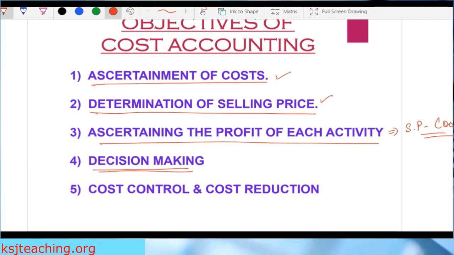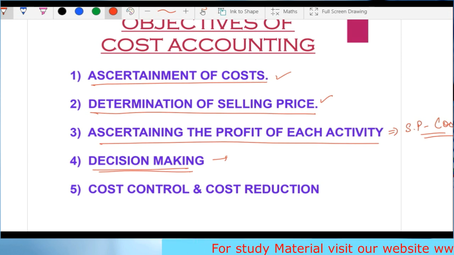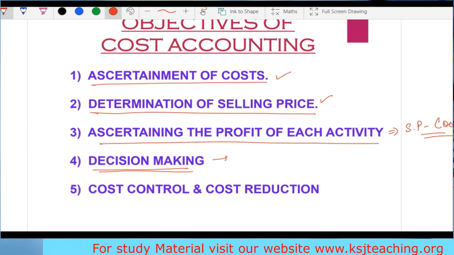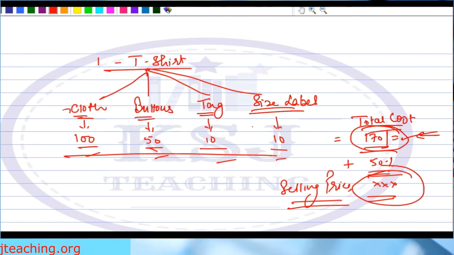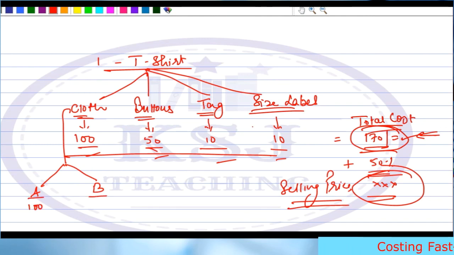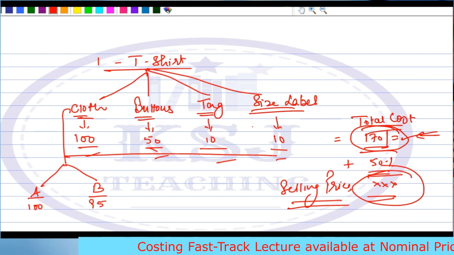Sir, the business will identify the areas where they can cut their cost, right? So they will take some crucial decision that this activity is a waste activity, remove it, or ask why we are doing extra expenditure. Second, what they can do is, say you need a cloth. There are two cloth manufacturers, A and B. A is providing the cloth for 100 rupees and B is providing for 95 rupees. Now you have to make a decision, right?